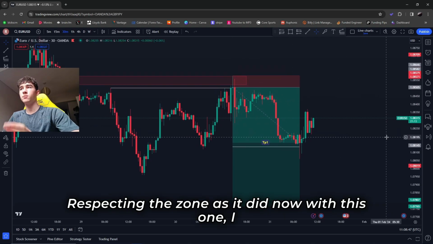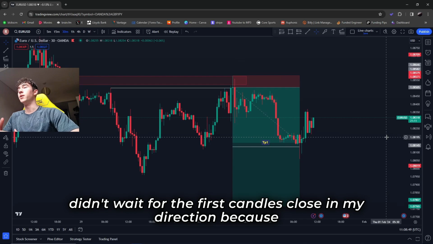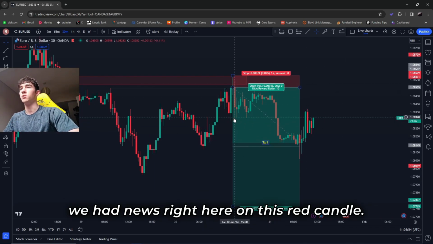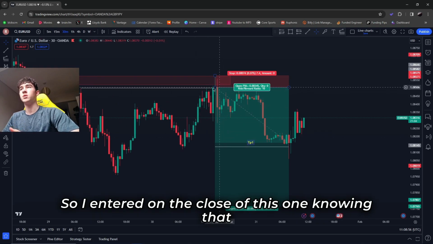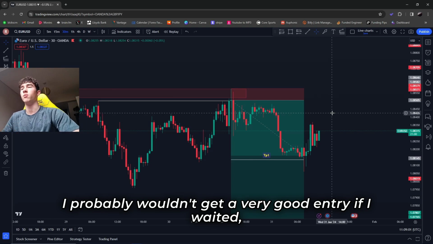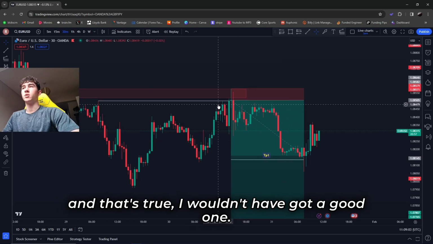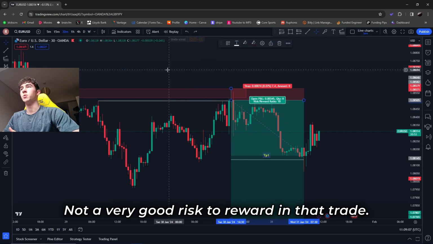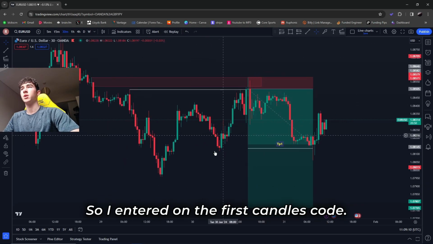Now with this one, I didn't wait for the first candle to close in my direction because we had news right here on this red candle. So I simply entered on the close of this one, knowing that I probably wouldn't get a very good entry if I waited. And that's true, I wouldn't have got a good one. It would have been down here. Not a very good risk to reward in that trade. So I entered on the first candle's close rejecting.